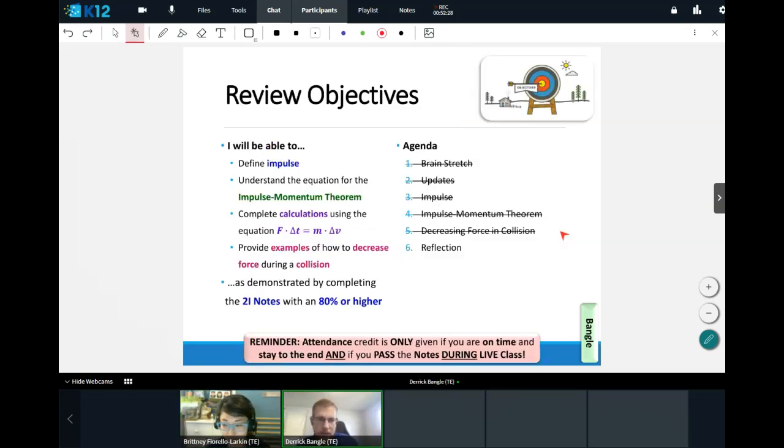Momentum and learn how they can interact with each other. And we provide examples of how we can decrease force during a collision.